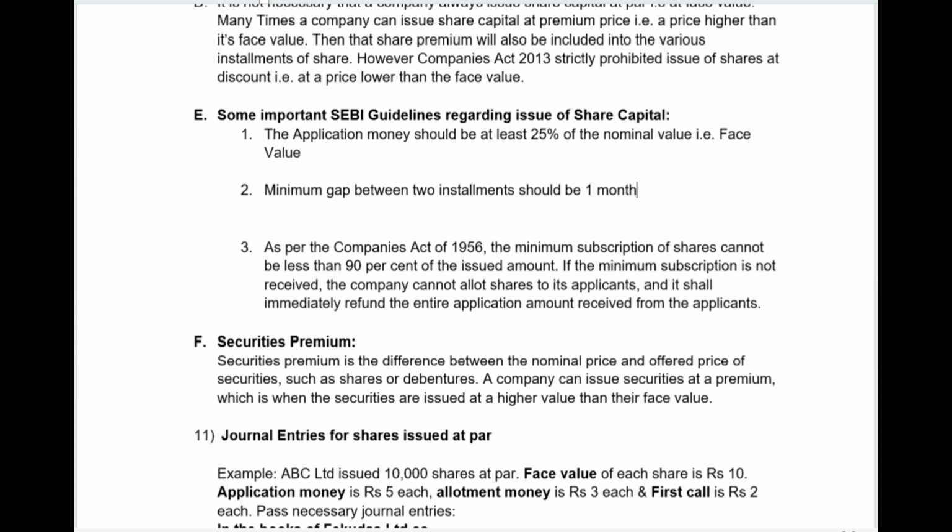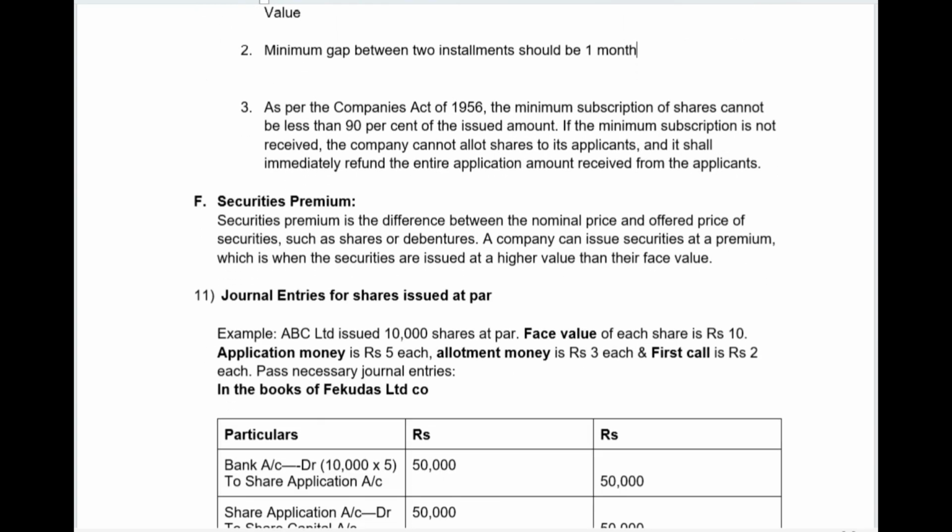Securities premium. As we discussed earlier, sometimes a profitable company has huge demand for its shares. So in that case, that company can issue shares at a price much higher than its face value. In that case, the extra amount of money over and above the face value of shares will be treated as the securities premium account.